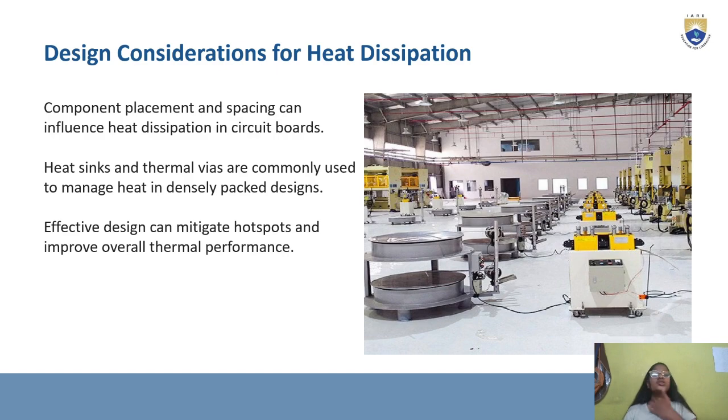Design consideration for heat dissipation. Component placement and spacing can influence heat dissipation in circuit boards. Heat sinks and thermal vias are commonly used to manage heat in densely packed designs. Effective design can mitigate hotspots and improve overall thermal performance.